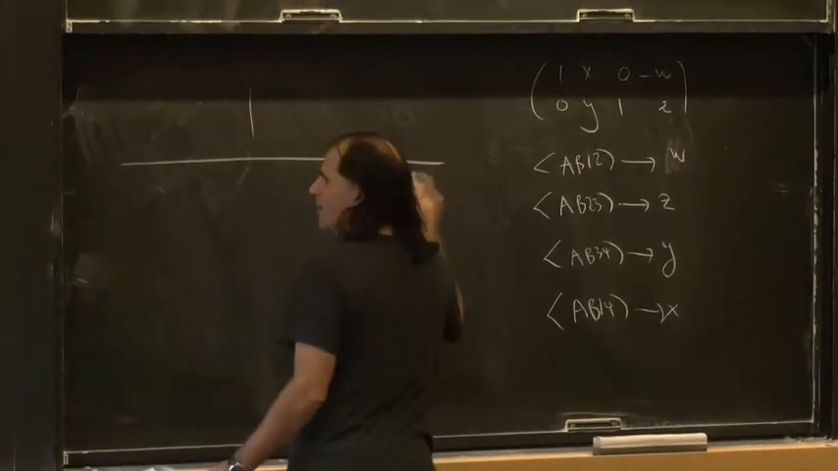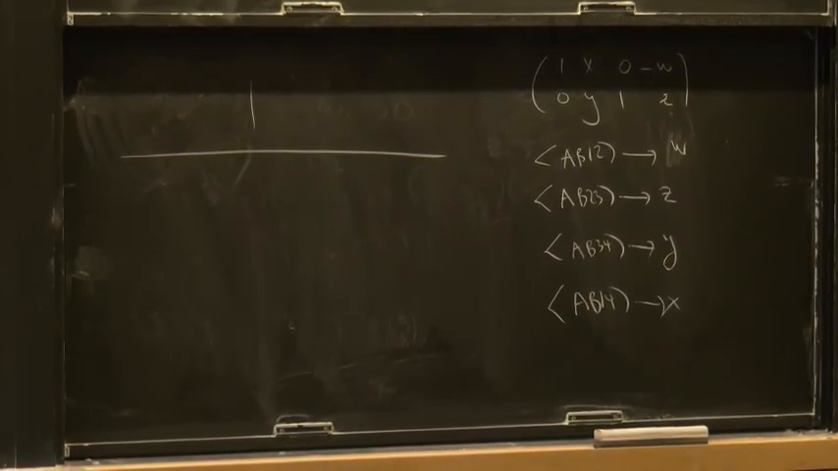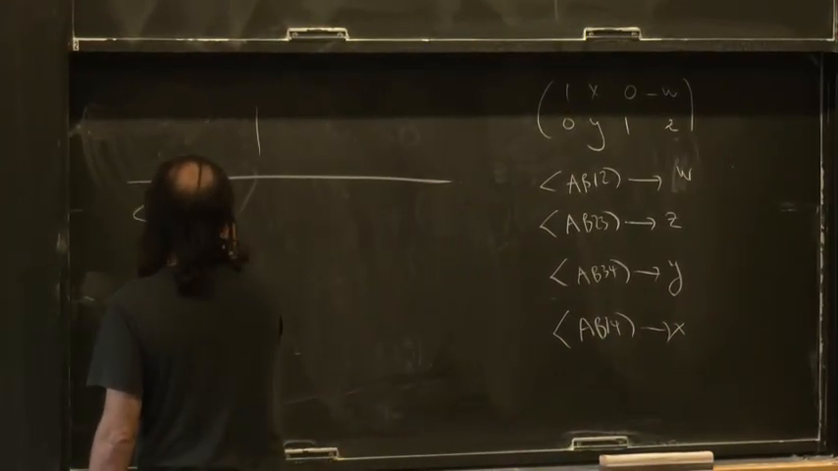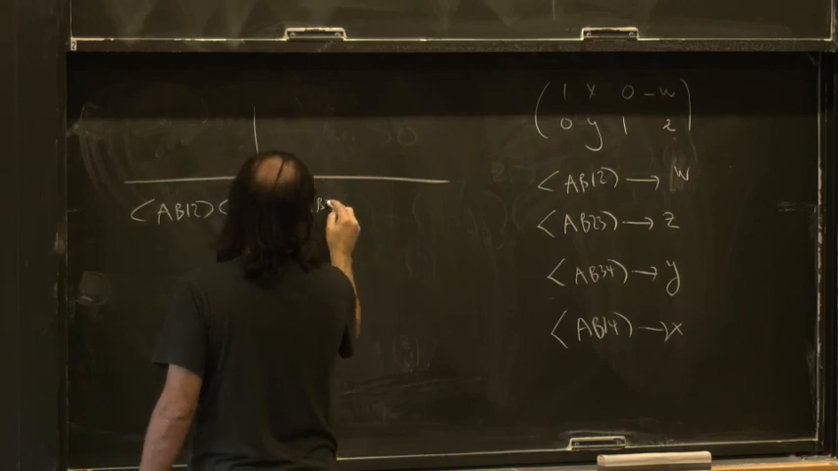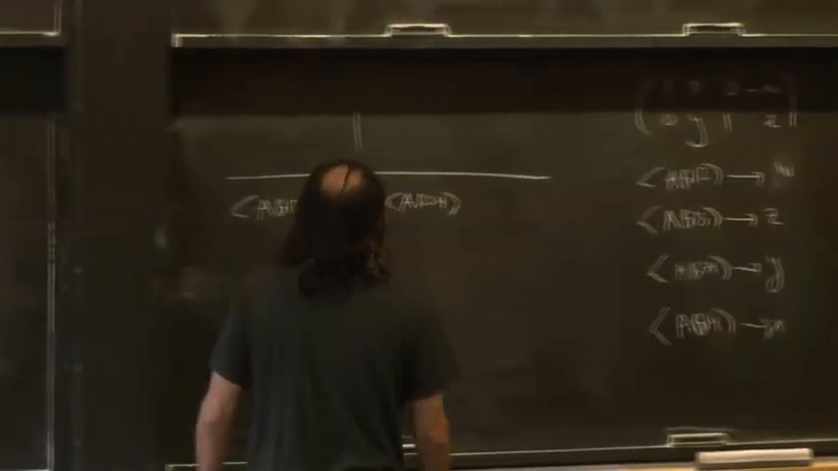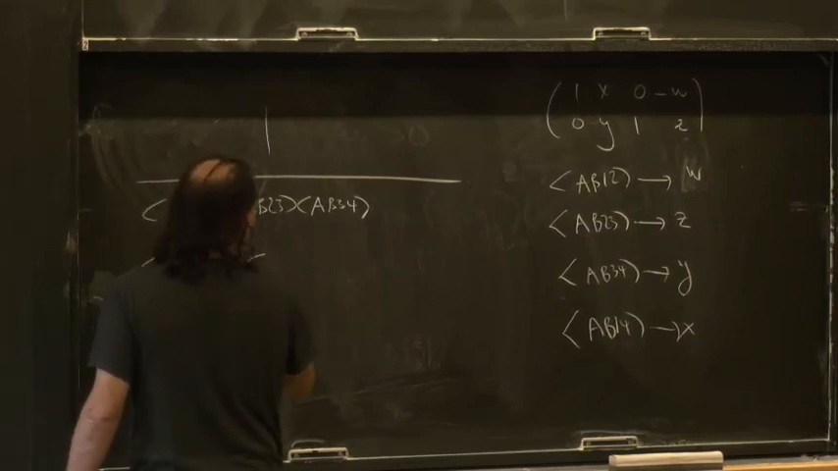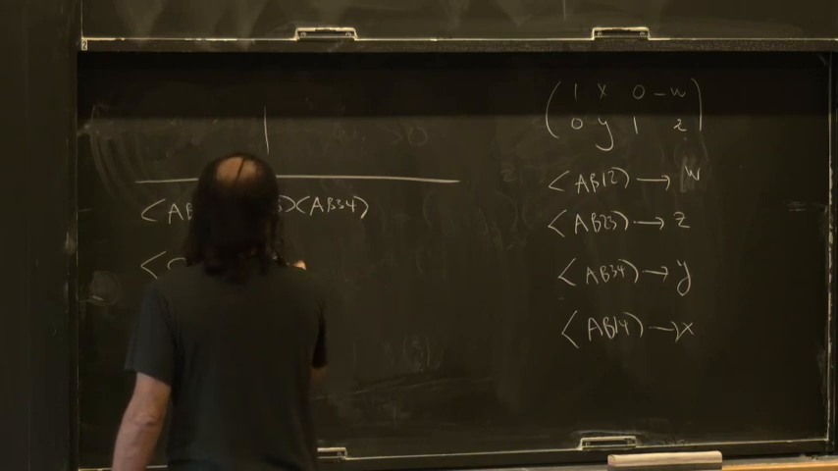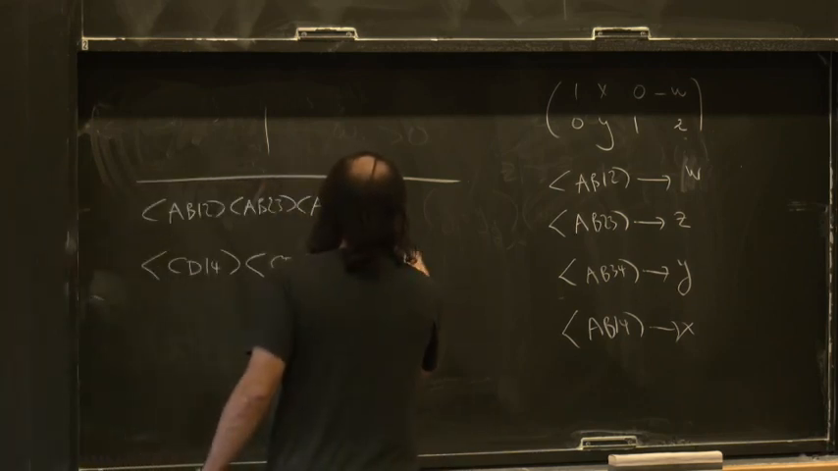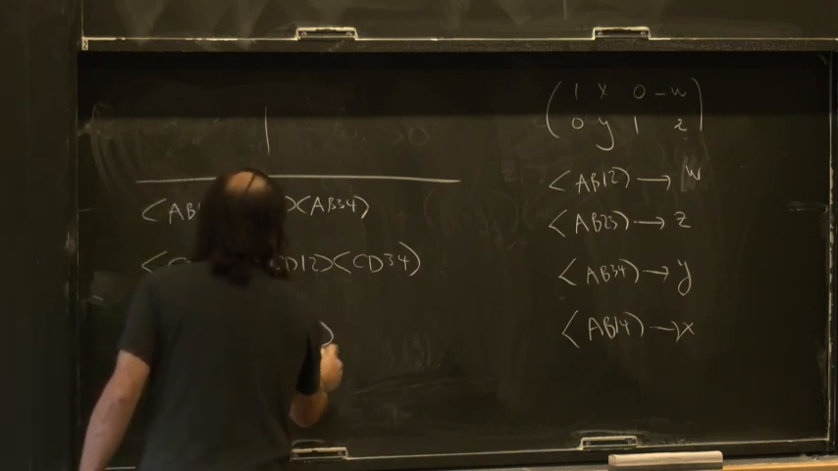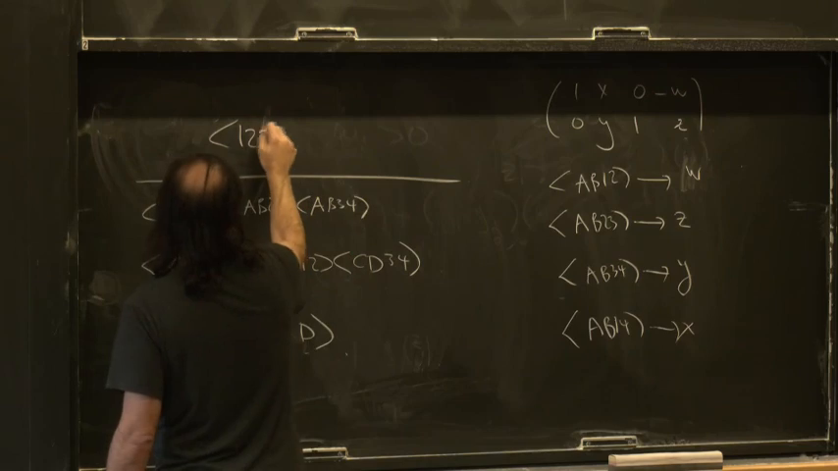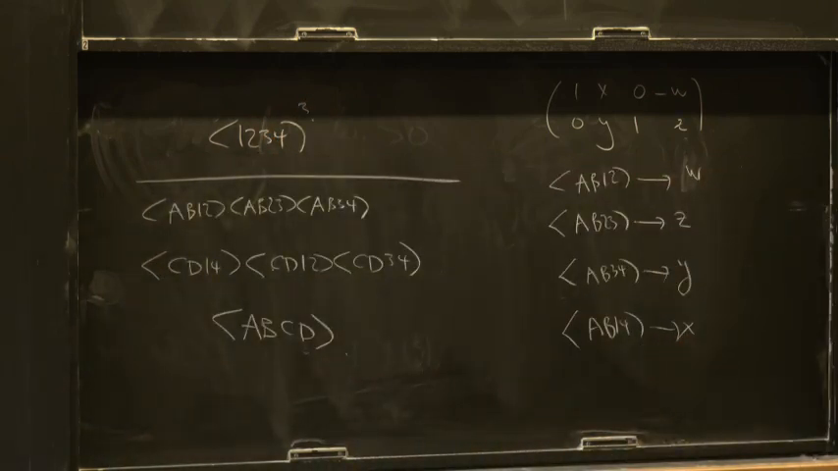So the first term, in variable one, it's missing x. So it's missing x, so it means that it has AB 1 2, AB 2 3, AB 3 4. And the second variable, it's missing z, so it has x, y, and w. So that means that it has CD 1 4, CD 1 2, and CD 3 4. And then there's an overall ABCD. There's an ABCD from this term. Okay, and there's some numerator, 1 2 3 4 cubed, that just makes all the weights work out, but it doesn't matter.